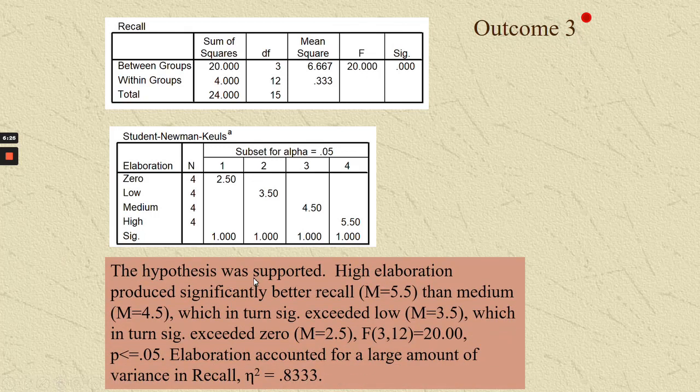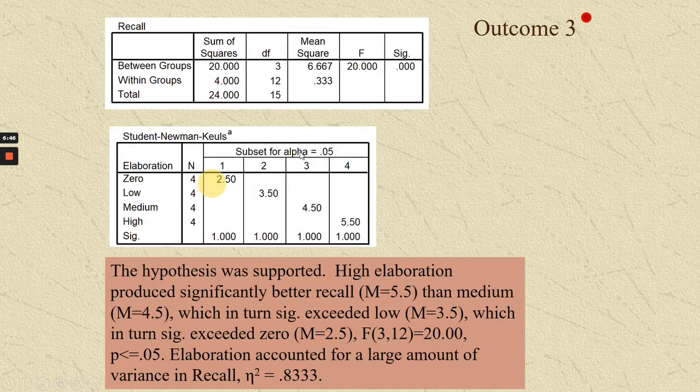All right, outcome 3. The hypothesis was supported. So high elaboration produced significantly better recall than medium, which in turn significantly exceeded low, which in turn significantly exceeded 0. You got all these differences.